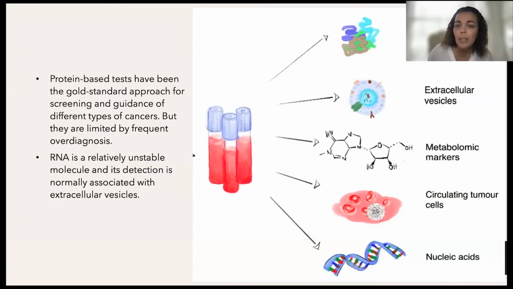So historically, circulating tumor-derived protein-based tests have been the gold standard approach for screening guidance of different types of cancers. While widely used, though, they have had major limitations and have led to overdiagnosis. This is true especially for PSA and CA125. So current investigations are focused on the identification of protein signatures instead of a single protein to overcome the lack of specificity and improve the detection approaches.